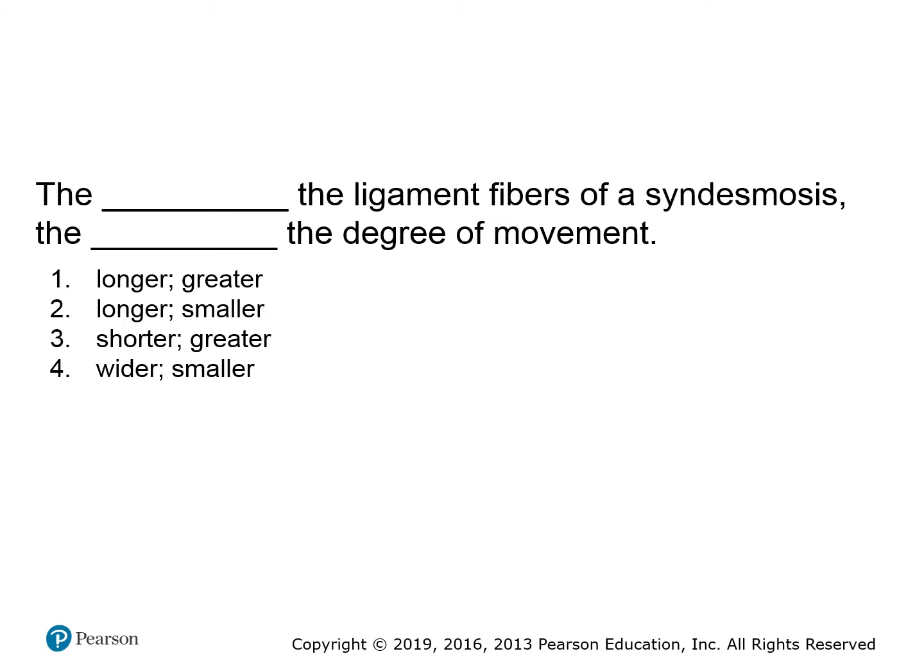The ligament fibers of a syndesmosis, the degree of movement. Fill in the blanks. Is it the longer the ligament fibers of the syndesmosis, the greater the degree of movement? Or the longer the ligament fibers of a syndesmosis, the smaller the degree of movement? Or is it the shorter the ligaments of a syndesmosis, the greater the degree of movement? Or finally, is it the wider the ligament fibers of a syndesmosis, the smaller the degree of movement?